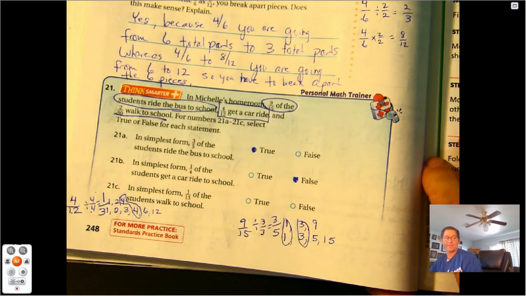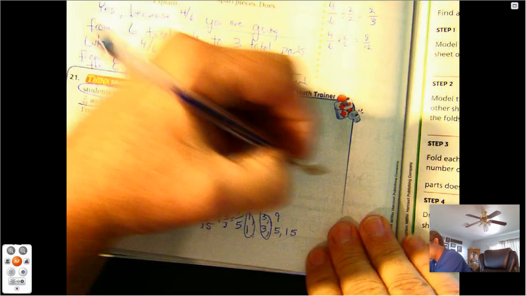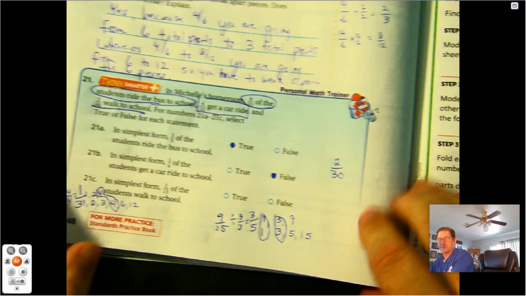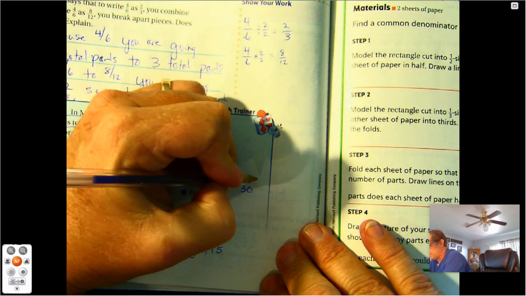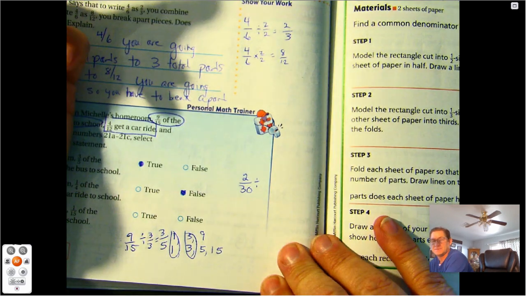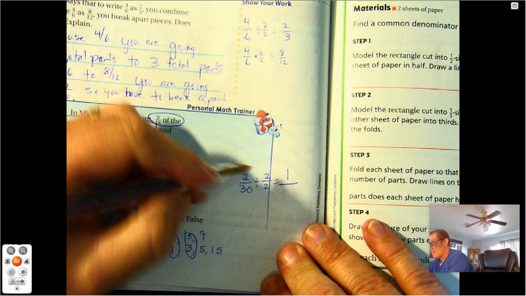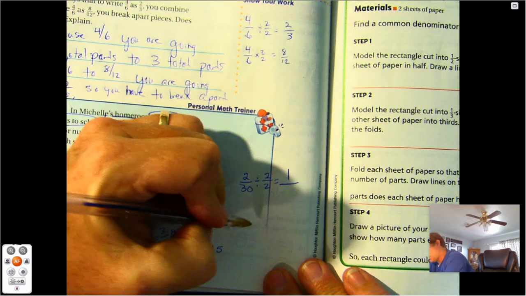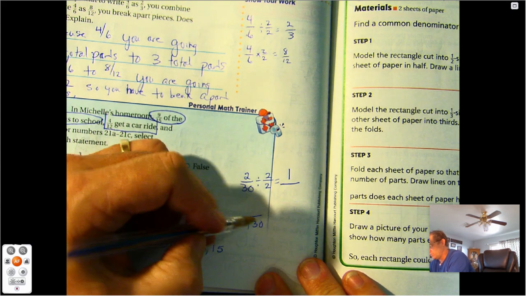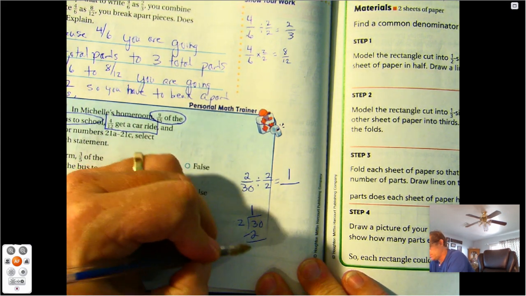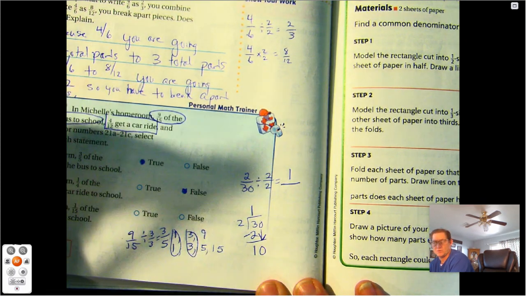And in simplest form, 1/15 of the students walk to school. So we have 2/30 of the students walk to school. Well, the only factors of 2 are 2 and 1. Is 2 a factor of 30? Yes, because 30 is even. So let's divide these both by 2. 2 divided by 2 is 1. 30 divided by 2. How many 3's can I share into 2 groups? I can put 1 into each group, leaving me 1, 10. I'm going to regroup that for 10 ones, plus the 0 ones I already have. So 5. 5 times 2 is 10. 15. So 1/15. Yes, that's true.